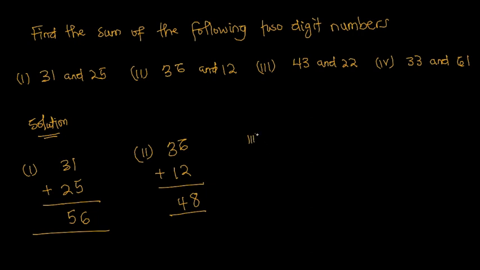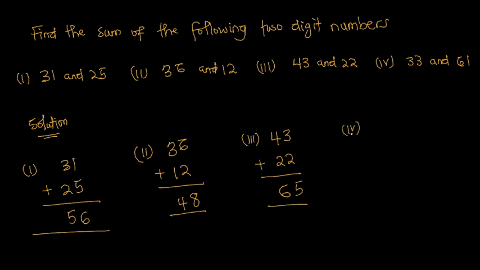Let's move on to the next question. I have 43 plus 22. As usual, 3 plus 2 will give me a 5. 4 plus 2 will give me 6. So my answer is 65.